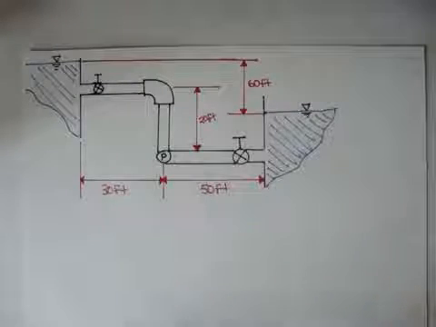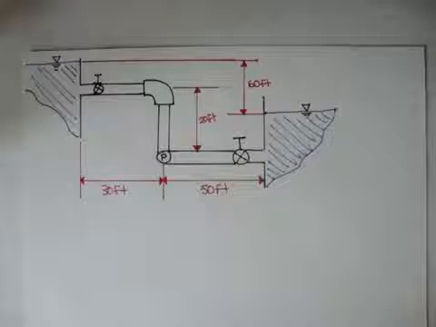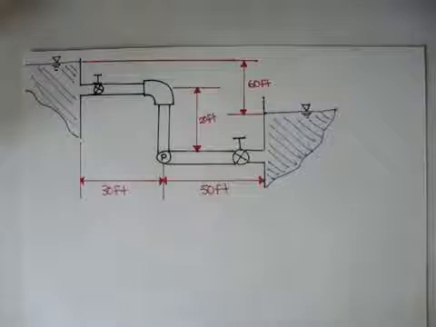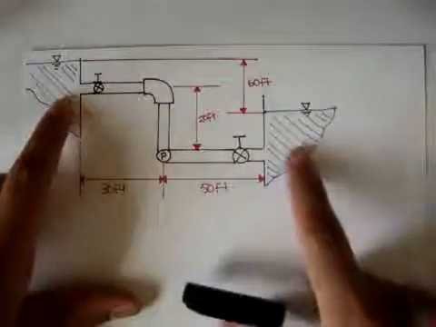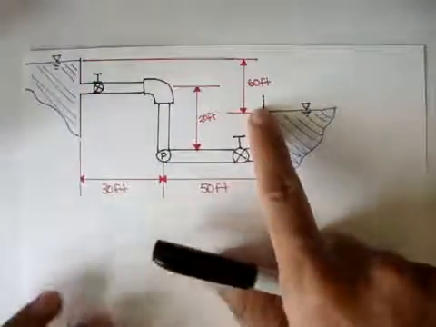Okay, let's do an example using all three charts that we learned about: the relative roughness, the Moody chart, and the minor loss coefficient chart. Here we have two reservoirs, and their levels are 60 feet apart.